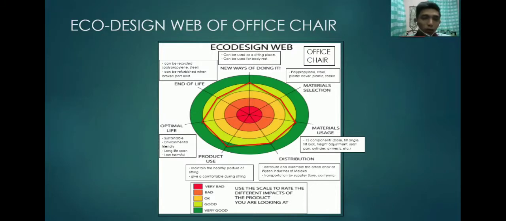I will present about the eco design web of the office chair. Eco design web has 7 elements that we need to consider. The final shape at the center of the eco design web shows which elements need to be improved and which element is good or sustainable. So the first element is new ways of doing it. The office chair can be used as a sitting place and can be used for body rest.